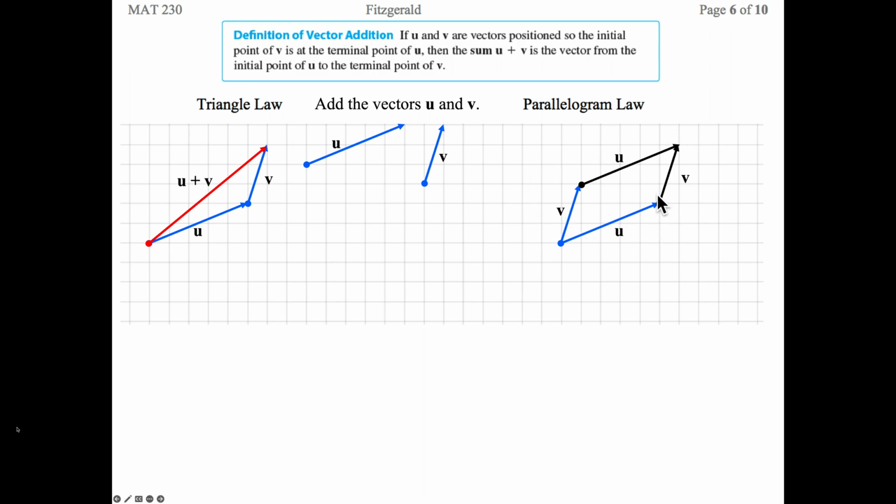Now, what you connect is the same initial point where they're sharing the initial point to where they're sharing the terminal point. That is going to be my u plus v. But notice also, if you use the triangle law, this is v plus u. So that proves that vector addition is commutative. So u plus v is always from the shared initial to the shared terminal.